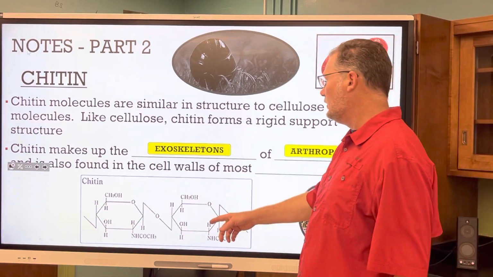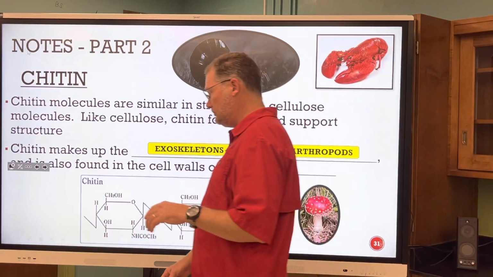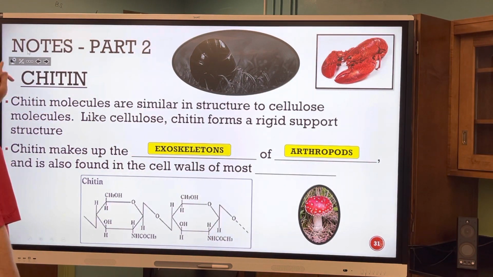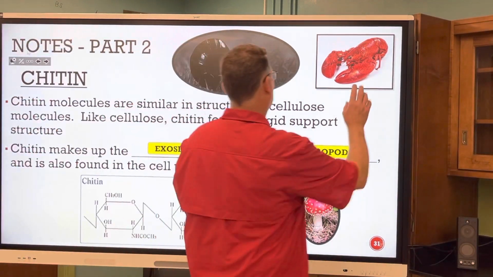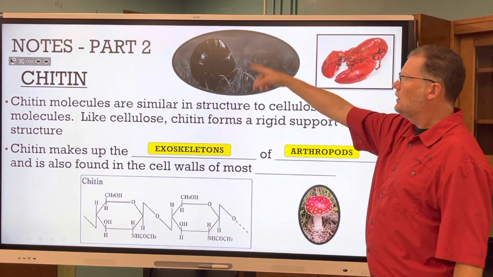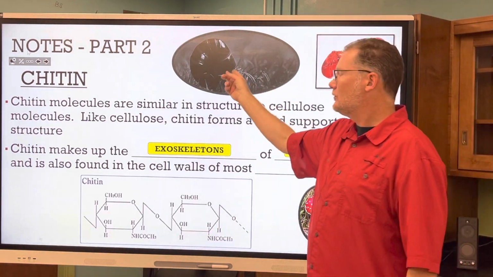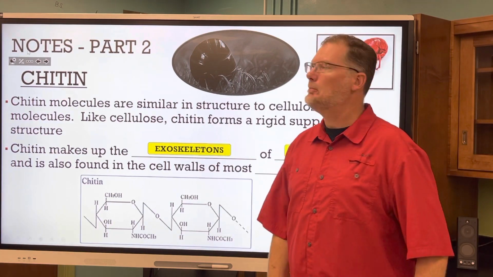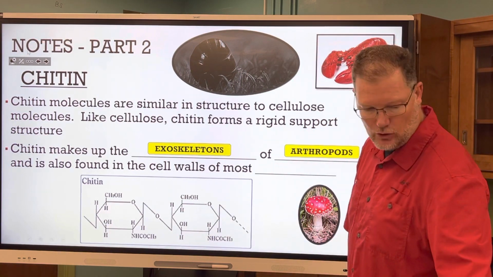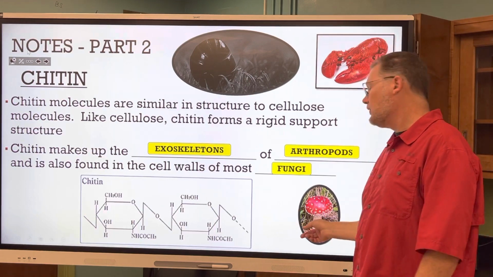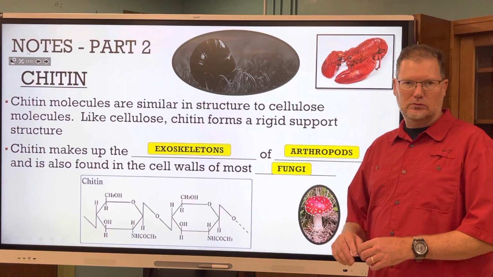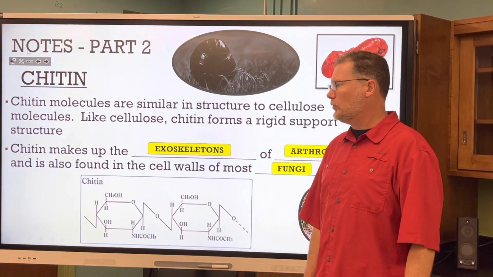It's the exoskeletons of arthropods, like lobsters and roly-poly bugs. They're also called terrestrial isopods. That's their scientific name. And also the cell walls of fungi, funguses, and not just mushrooms, but all different kinds of fungi, okay?